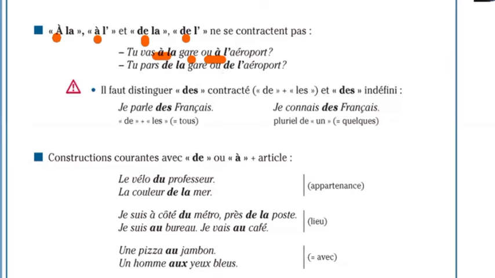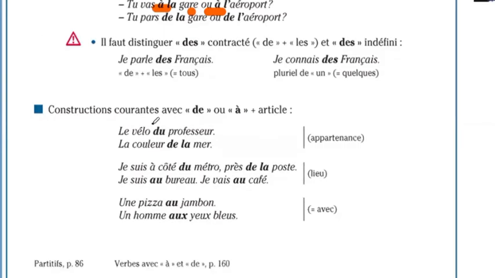So these are how you use articles in French, and this is what we call the partitive articles in French. Other examples you can see here: du or de la. We have le vélo du professeur, la couleur de la mer. We have je suis à côté du métro, près de la poste.